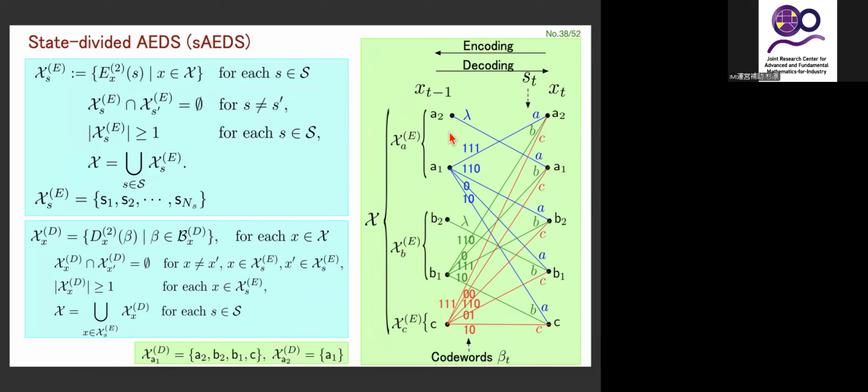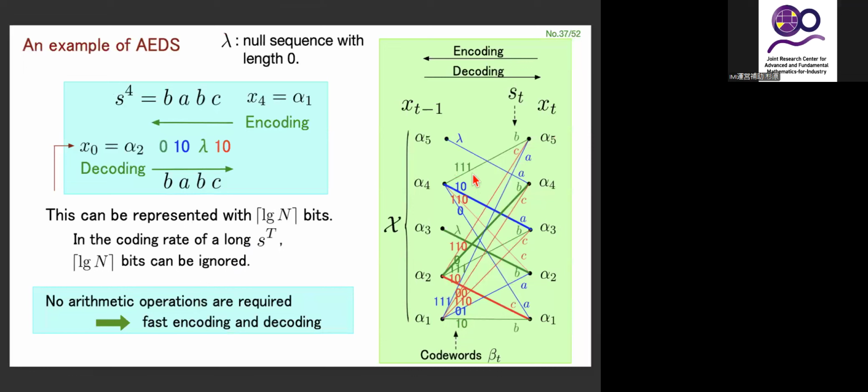For instance, this set of two nodes are obtained by coding A from the right side, and these two nodes are obtained by encoding B from the right side, and this C is obtained by encoding C from the right side. In this way, these ones are disjoint to each other. Then we call such AEDS SAEDS. In the previous case, this is not a state divided AEDS.